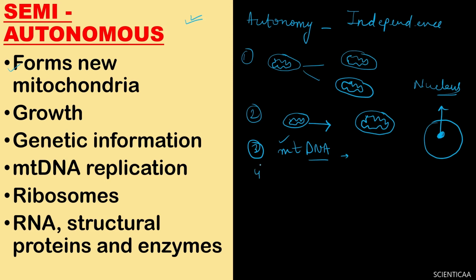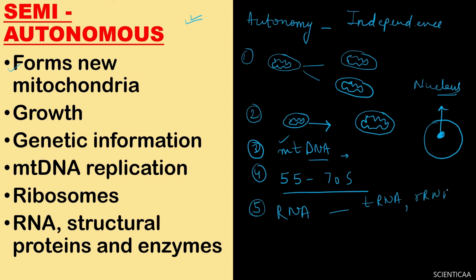Thereafter, there are ribosomes also present in the mitochondria, which are similar to prokaryotic ribosomes, 50S to 70S ribosomes. Mitochondria also produces various types of RNA inside it from the DNA, different types of RNA like transfer RNA, ribosomal RNA, and structural RNA. Various structural proteins can also be produced inside the mitochondria.